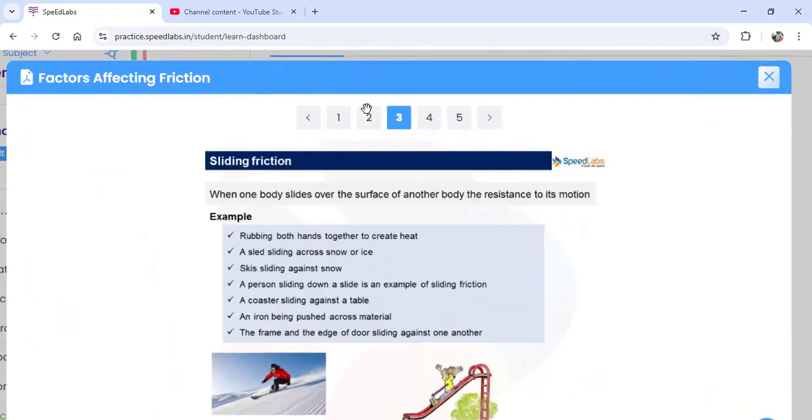Next, sliding friction. When one body slides over the surface of another body, the resistance to its motion is due to sliding friction. Examples: rubbing both hands together to create heat, a sledge sliding across snow or ice, skis sliding against snow, a person sliding down a slide. Some examples are written, children: an iron being pressed across material, a coaster sliding across a table, a frame and the edge of a door sliding against each other. These are examples of sliding friction you can see.